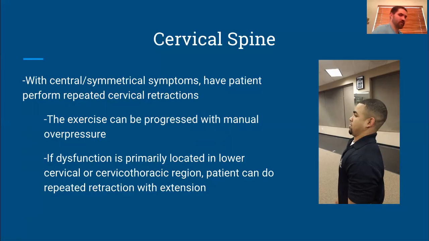So if you're going to have them retract, you can use their hand to get just a little further into end range. And then if it's located in the lower cervical spine or the cervicothoracic region, or even they just stop showing progress, what you can do is progress to retraction with a little bit of extension. I usually tell them like 1 to 2 inches. And they'll feel that increase in intensity down in the CT junction.